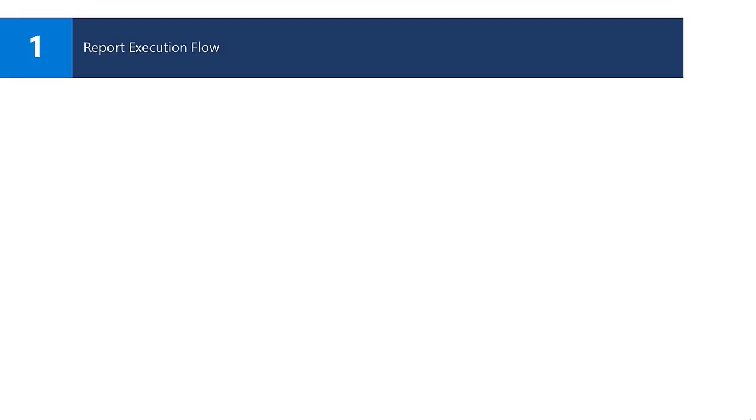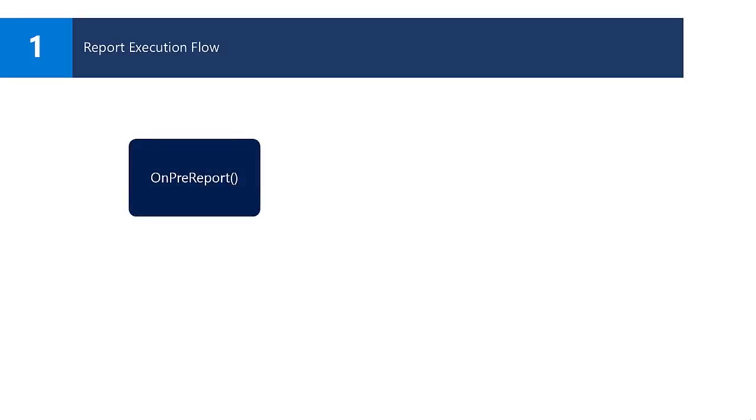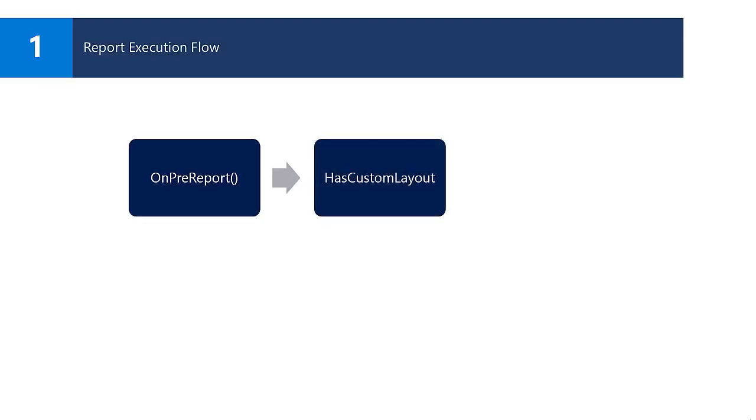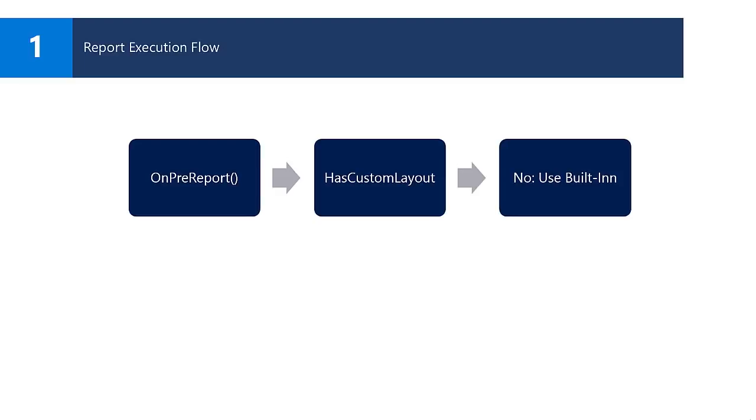When you run a report, the OnPreReport trigger is the first one that's executed. Right before the OnPreReport trigger is executed, the application is going to call the HasCustomLayout function. This HasCustomLayout function will determine whether the report is currently set up to be using a custom RDLC or a Word layout. And it will then execute one of the following functions.